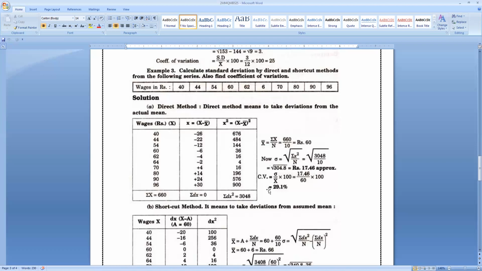This is the absolute measure. In the case of relative measure, CV is nothing but standard deviation by mean into 100. The value is 17.46 divided by 60 into 100. It is nothing but 29.1%.